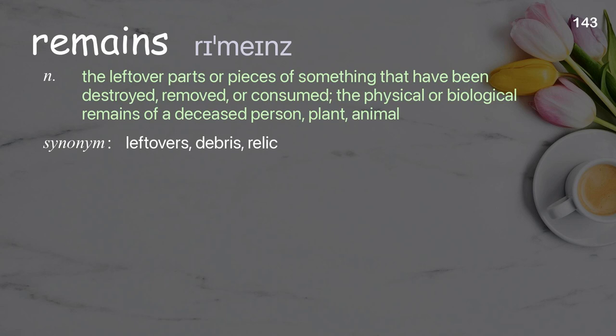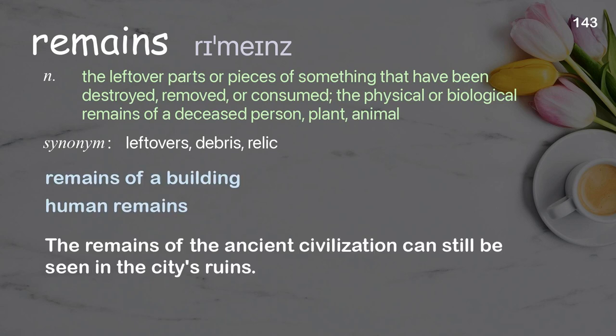Remains. The leftover parts or pieces of something that have been destroyed, removed, or consumed. The physical or biological remains of a deceased person, plant, animal. Examples. Remains of a building. Human remains. The remains of the ancient civilization can still be seen in the city's ruins.